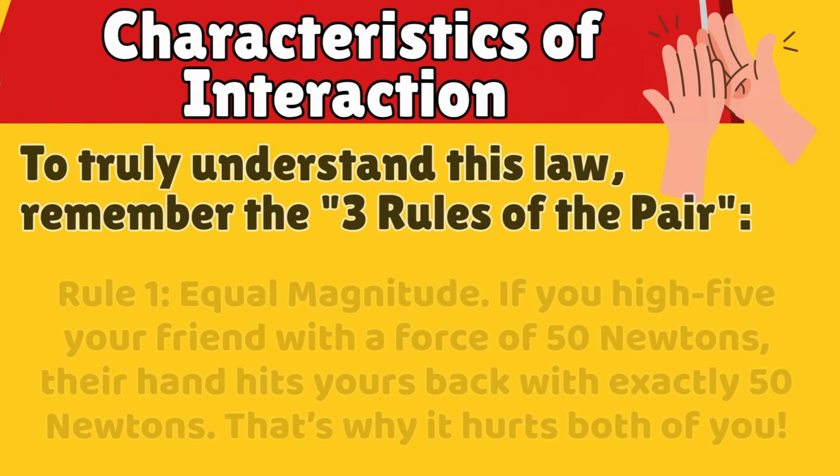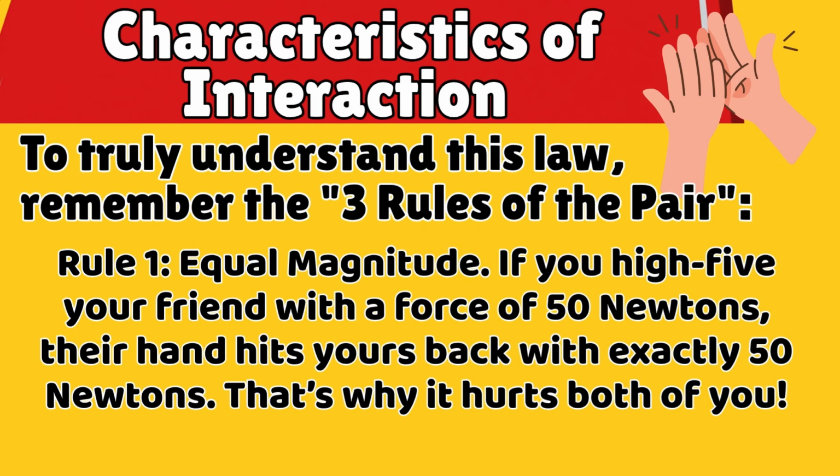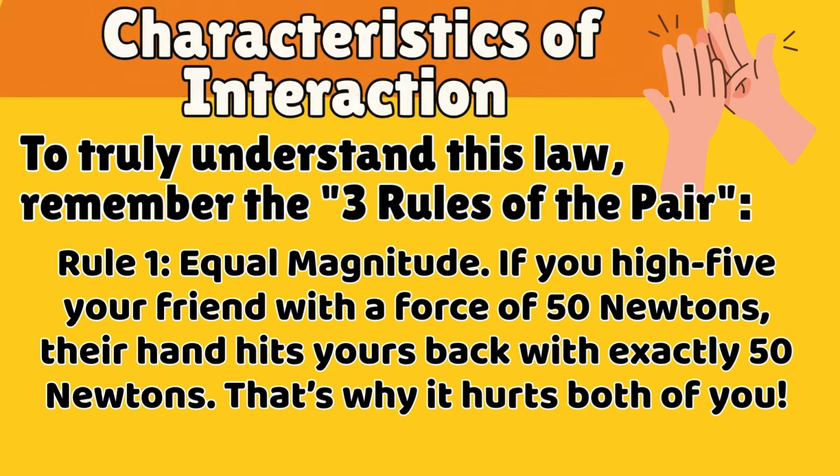To truly understand the law of interaction, let's look at the characteristics of interaction. Remember the 3 rules of a pair. Rule number 1, equal magnitude. If you high-five your friend with a force of 50 newtons, their hand hits yours back with exactly 50 newtons. That's why it hurts both of you.